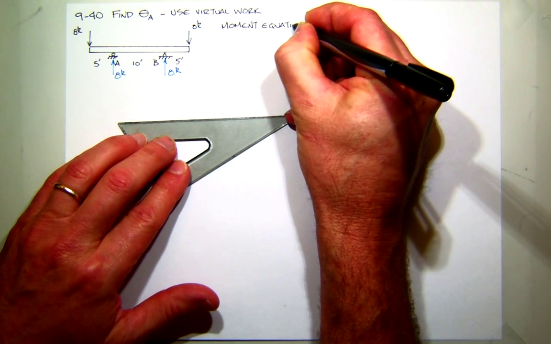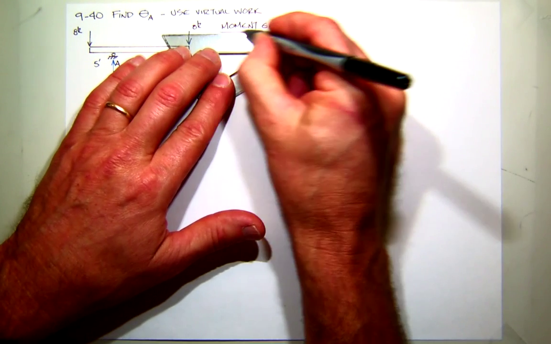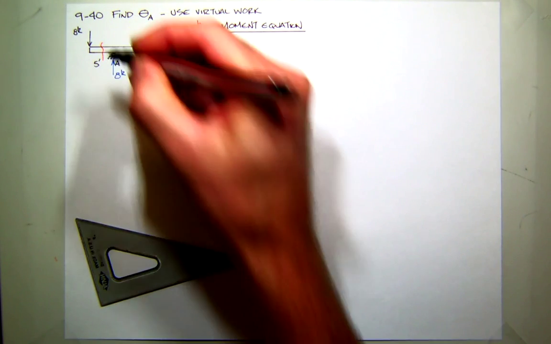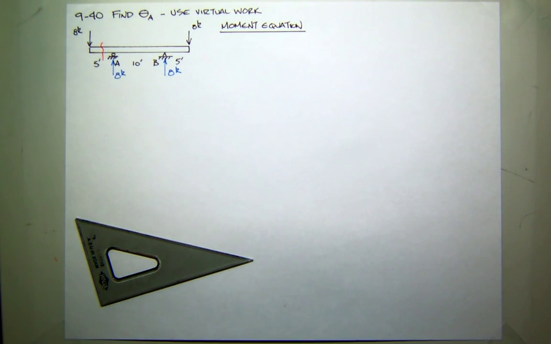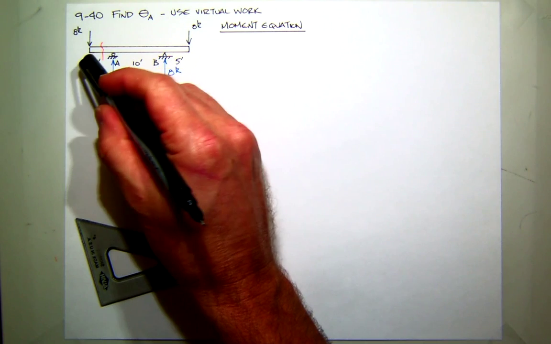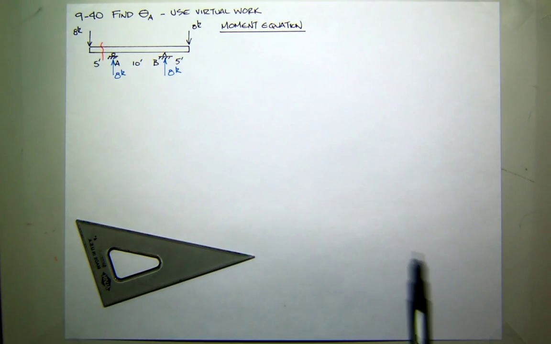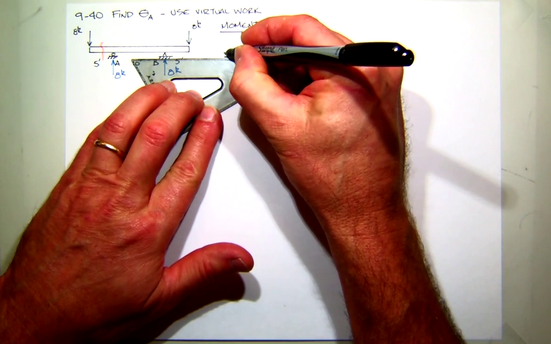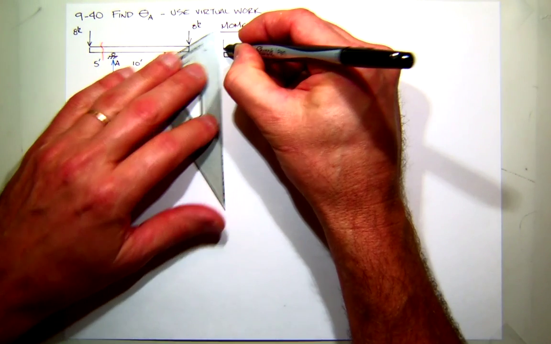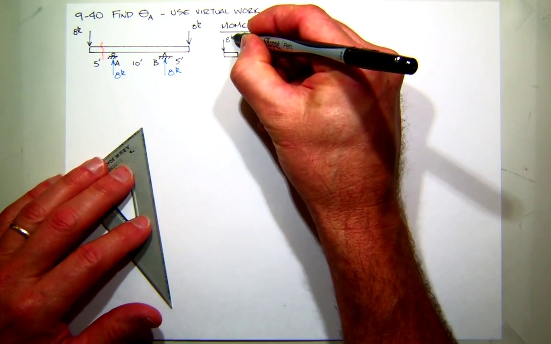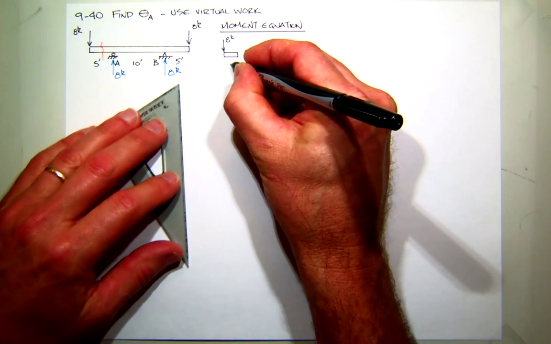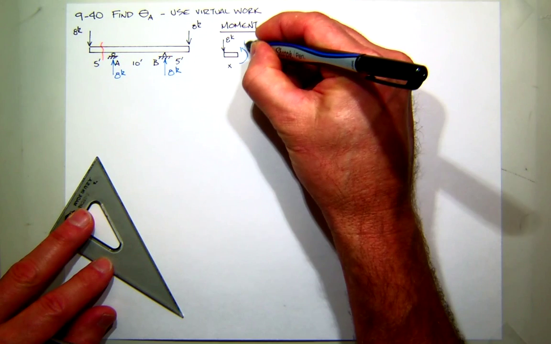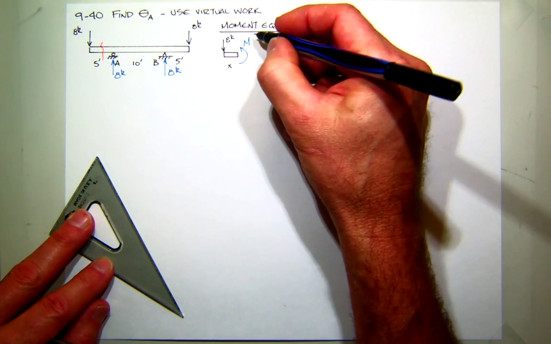So let's find the first moment that happens somewhere here. If I'm looking at that cut, would you rather work the left side or the right side? I think the left side looks pretty nice. So I'll draw a little free body diagram of that left side with my 8 kip load. We'll make it a distance x. And of course, at that cut, we'll have our moment, which I'll just call moment 1.